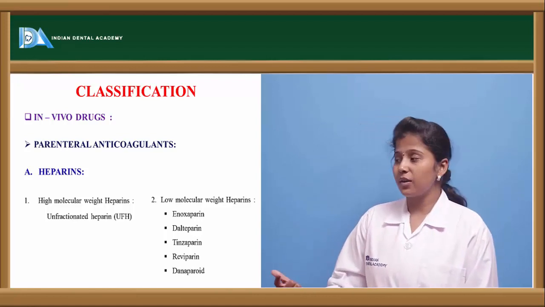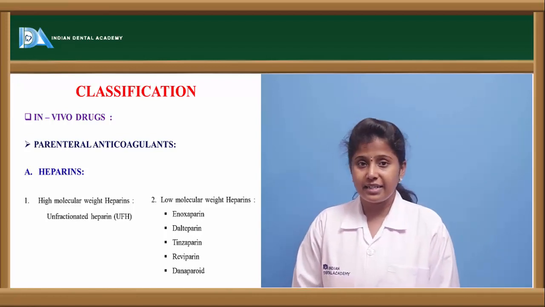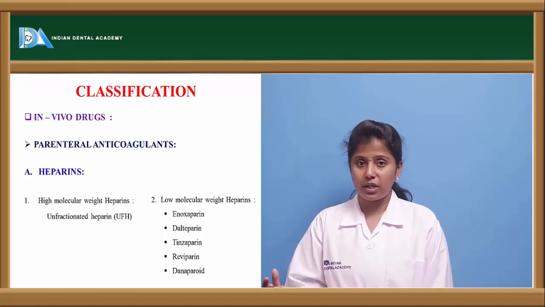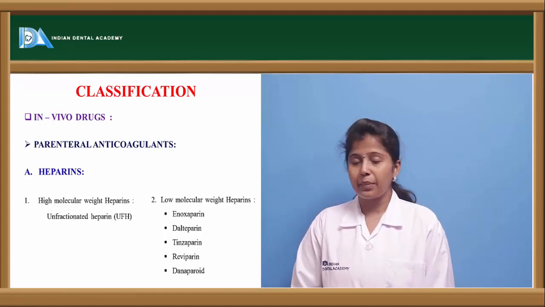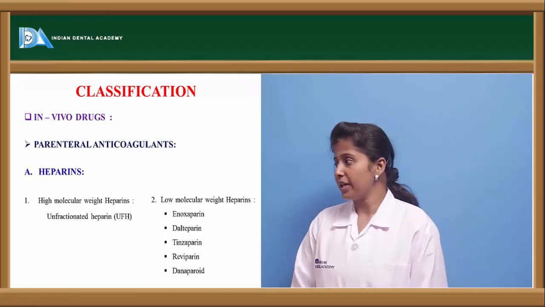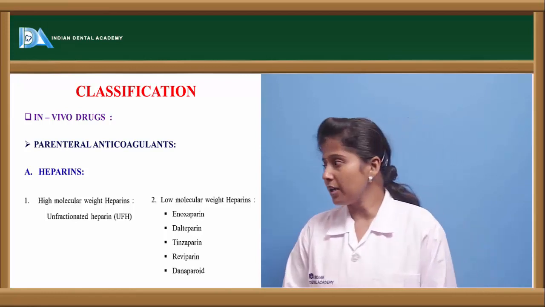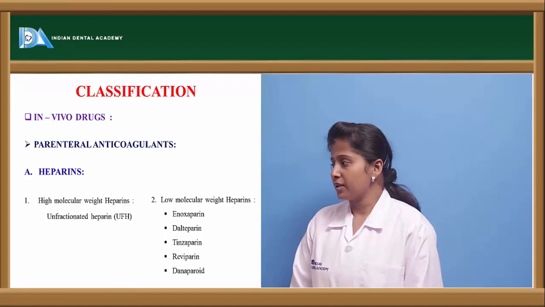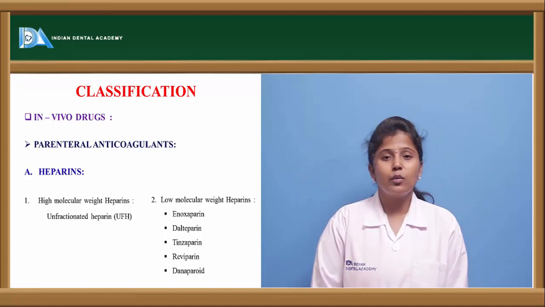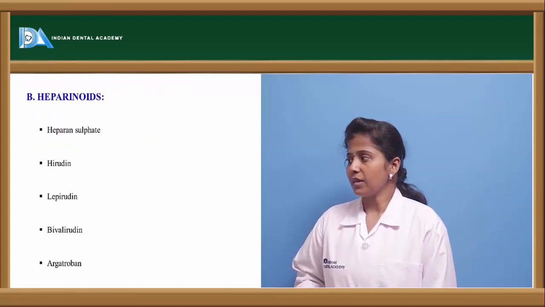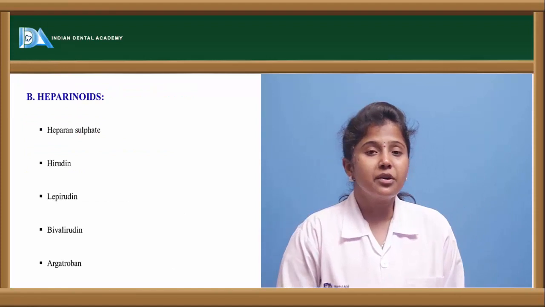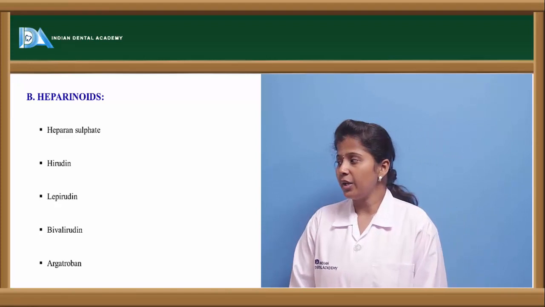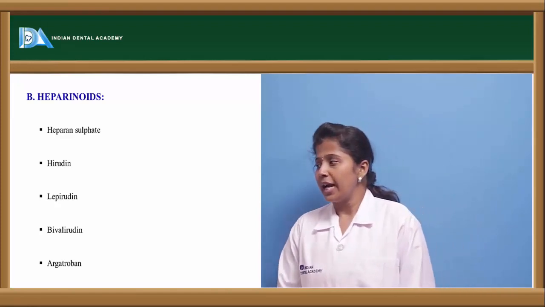The parenteral anticoagulants are further classified as heparin and its derivatives. In heparin, there are low molecular weight heparins and high molecular weight heparins. High molecular weight heparins include unfractionated heparin, and low molecular weight heparins include enoxaparin, dalteparin, tinzaparin, reviparin, and danaparoid. These are the low molecular weight heparinoid analogues. Now let us see heparinoids. Heparinoids are similar in structure to heparin, and they include heparan sulfate, hirudin, lepirudin, bivalirudin, and argatroban.